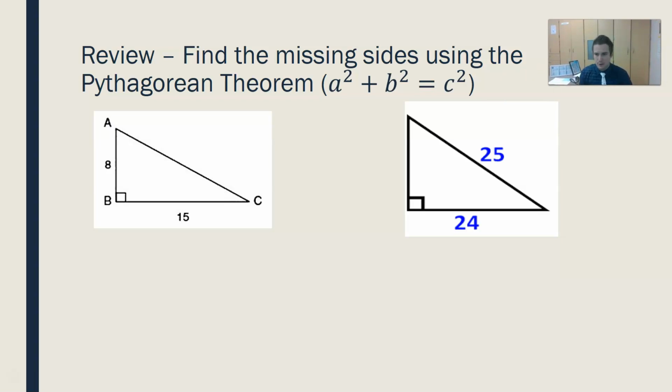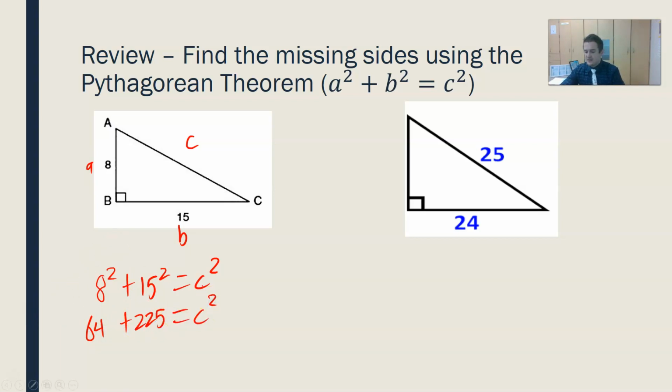As a review, I want us to find the missing sides of these two right triangles using the Pythagorean theorem. In the Pythagorean theorem, the hypotenuse is C, and I can label the legs of this right triangle as A and B. In this first triangle, I'd have 8 squared plus 15 squared equals C squared. 8 squared is 64, 15 squared is 225, and 64 plus 225 is 289.